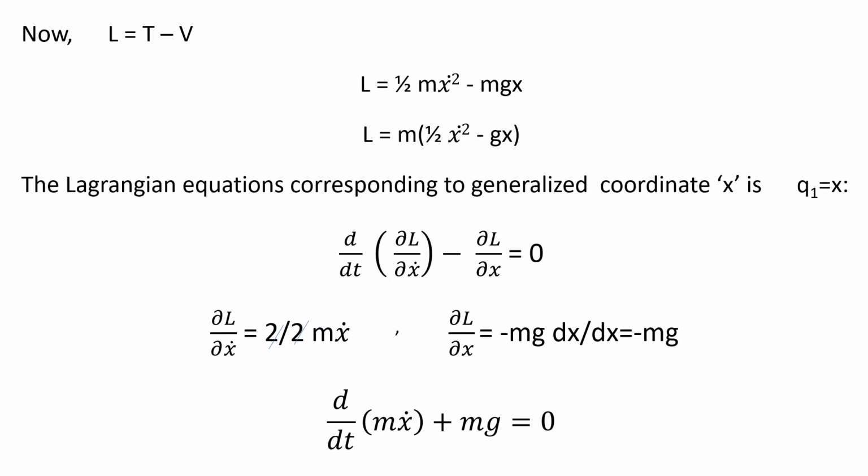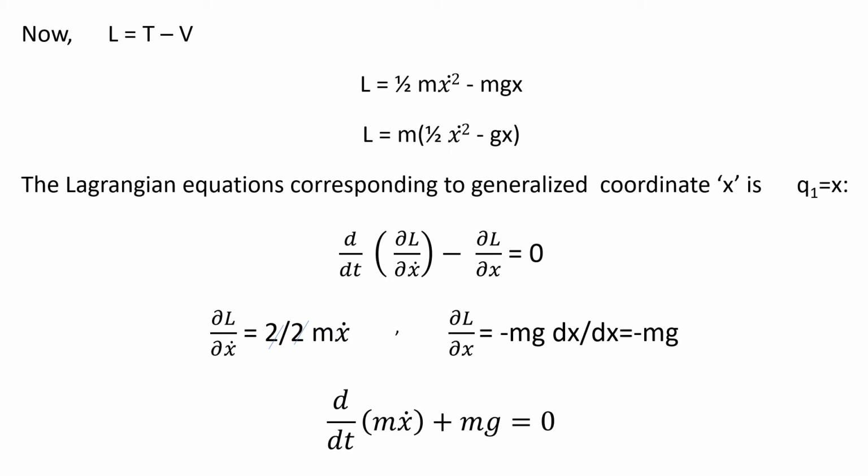From the above equation we differentiate L with respect to x dot. So partial L over partial x dot is equal to 2 by 2 into m x dot, and partial L over partial x is equal to minus mg into dx over dx, that is equal to minus mg. Putting these values in the above equation, d by dt into partial L over partial x dot minus partial L over partial x, we have d by dt into m x dot plus mg is equal to 0, as minus times minus makes plus.